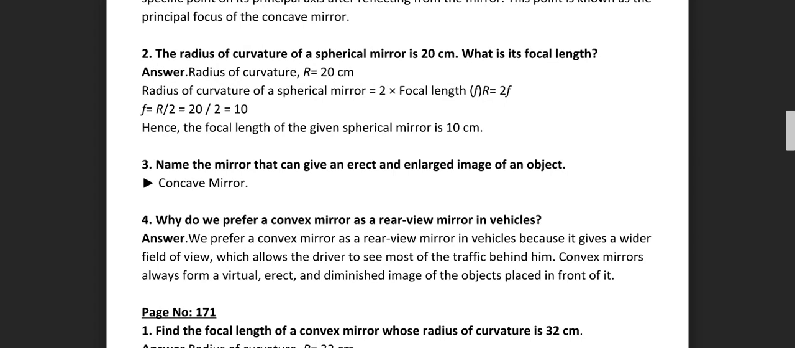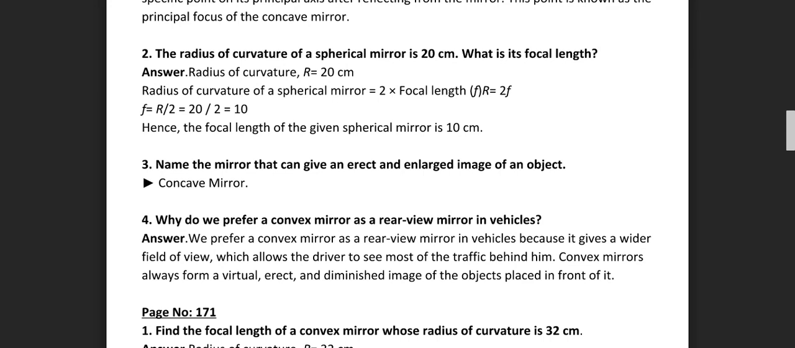20 centimeter. What is its focal length? So radius of curvature, that is r is equal to 20 centimeter. In the previous video I have told you how to do these kind of numericals. The formula is f is equal to r upon 2, and r value they have already given to you, that is 20. So you put r is equal to 20, then f is equal to 20 upon 2, that is 10. So you can easily calculate the focal length of the spherical mirror, that is 10 centimeter, by the formula f is equal to r upon 2, or it can be r is equal to 2f, right?